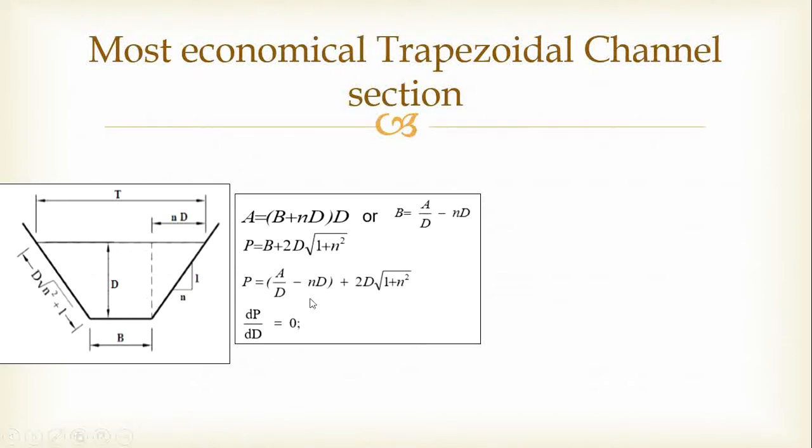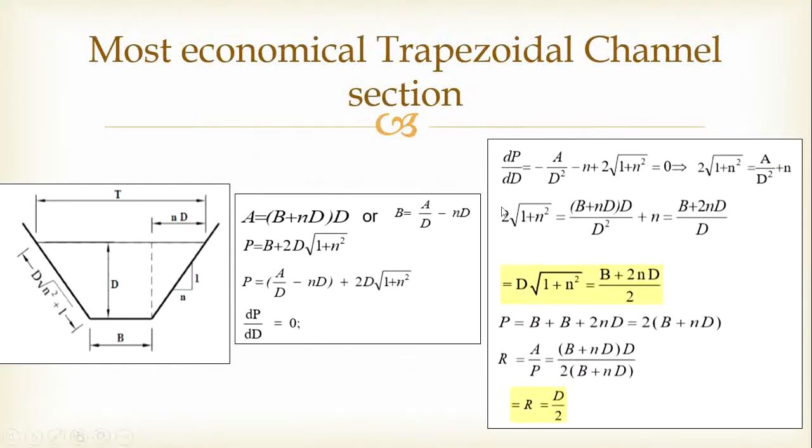So the perimeter I will get, and to get the most economical section, as we know, we call the channel section most economical only when the perimeter is minimum. So I will differentiate this perimeter with respect to depth and equate it to 0. When I differentiate and equate it to 0, this A by d will become minus A by d square, n into d is minus n, plus 2 root of 1 plus n square is equal to 0.